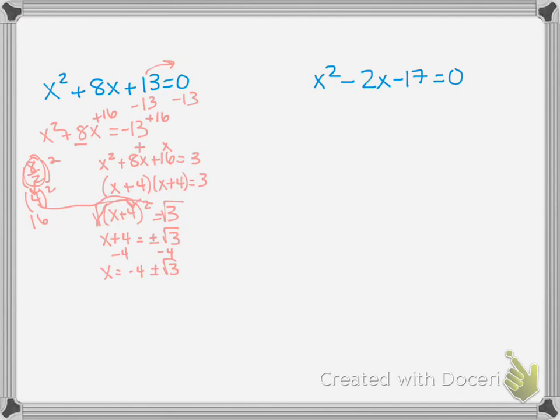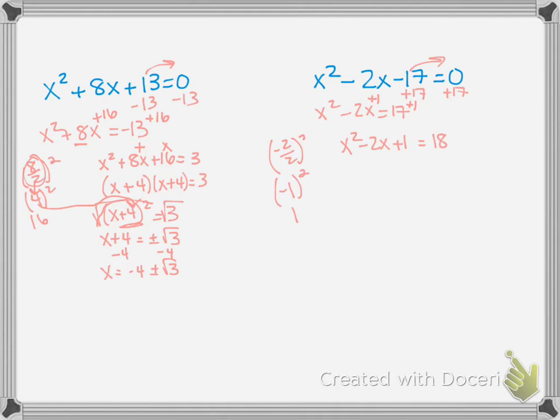Okay, so my next one here, we got to get rid of this 17 so I can find my new one. So we're going to add it over to the other side. My b is -2, so -2 divided by 2 squared. -2 divided by 2 is -1. That's what's going to be my perfect square. Okay, so that's what's going to go in my set of parentheses right here, is that -1. Okay, -1 squared is 1, so that's my c value that I have to add to both sides. So +1, +1. So I've got x squared minus 2x plus 1 is equal to 18.